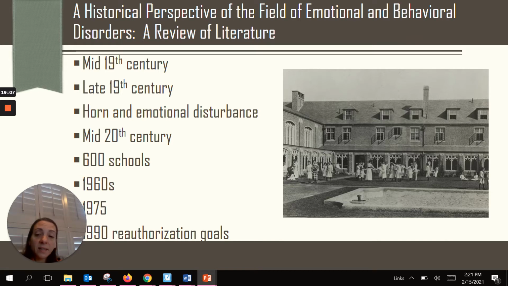In the late 19th century, many of these feeble-minded students were deemed uneducable and they were placed in separate schools. So they were kind of placed out of the view of all of society and kind of forgotten about. Horn in 1910 termed students who were incorrigible and truant. In the mid-20th century, compulsory education laws were instituted, but they did exclude those with severe disabilities. Those who did have severe disabilities were placed either in residential treatment centers or asylums.